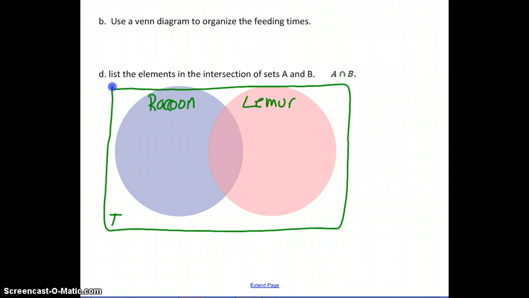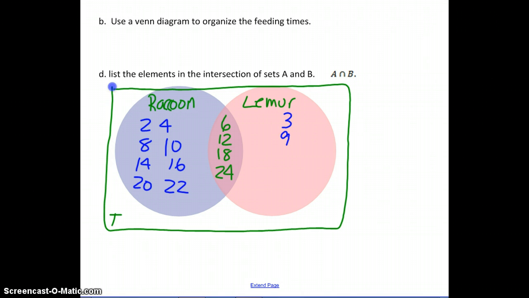The times that overlap are 6, 12, 18, and 24. The times that are just with the raccoon are 2, 4, 8, 10, 14, 16, 20, and 22. And just with the lemur are 3, 9, 15, and 21. Now there are some numbers that are not in either. Which numbers would those be? The rest there are listed, the ones that would go in neither.